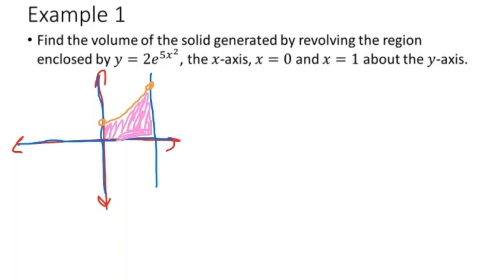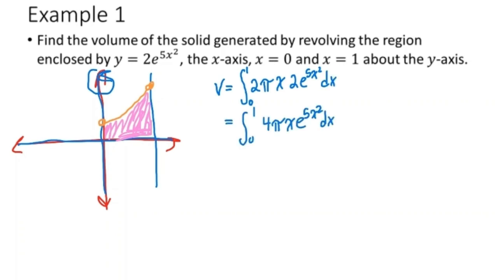Since we're revolving around the y-axis, that tells us we're using the shell method to try to find the volume of the solid. So we're going to set up our integral, which here will be from 0 to 1, because the smallest x value is 0, while the largest x value is 1 within our region. As for our integrand, according to the formula, it is 2 pi times x, and then our function, which is 2e to the 5x squared.